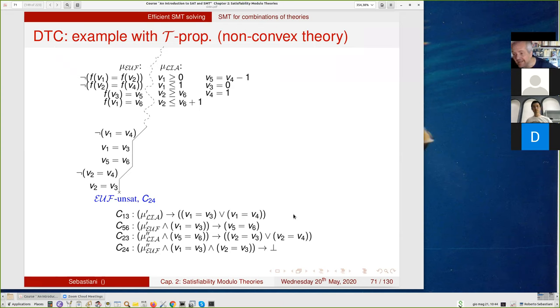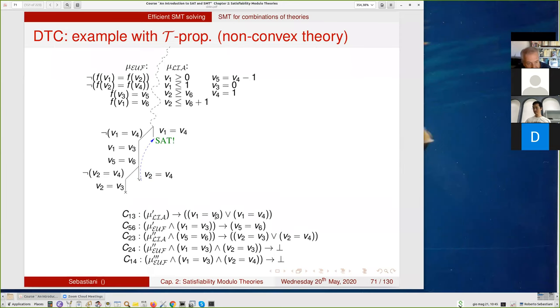So you don't repeat the same deduction of the theory solver from one call to the other, from one branch to the other. Because why? Because the theory solver does this deduction for you on the clause that you have learned. Okay? Let's see another example.